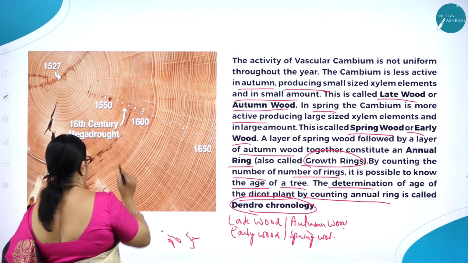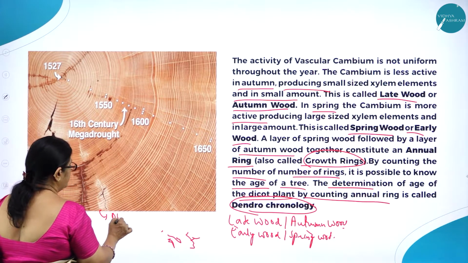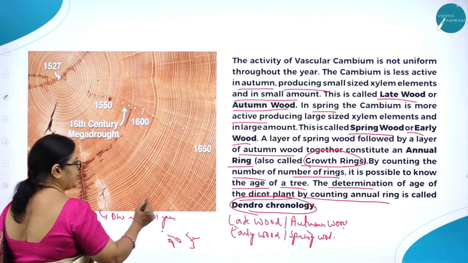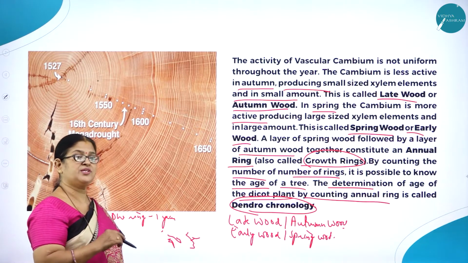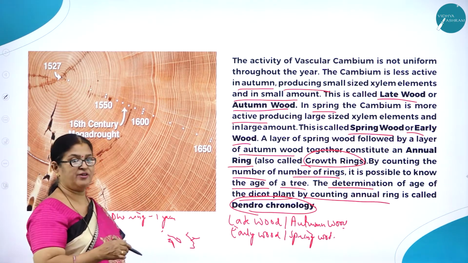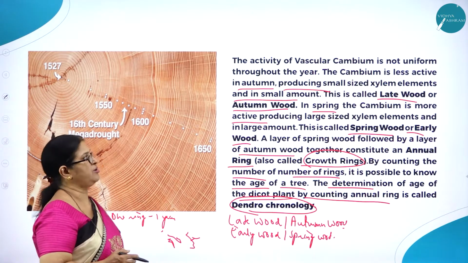So here you can see one ring, 1 year. So this branch of science which deals with assessing the age of a tree by counting the number of annual rings is called dendrochronology.